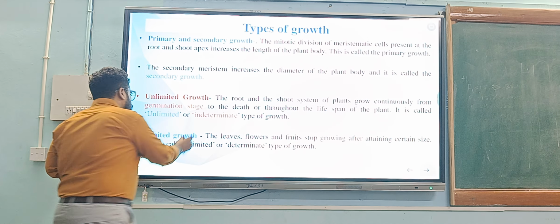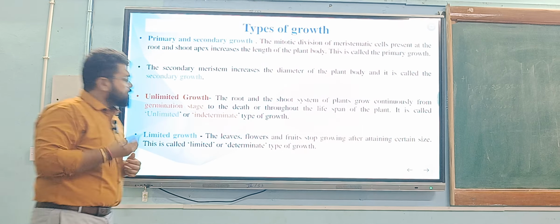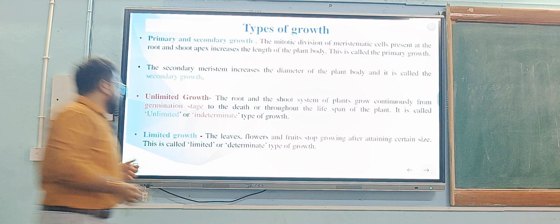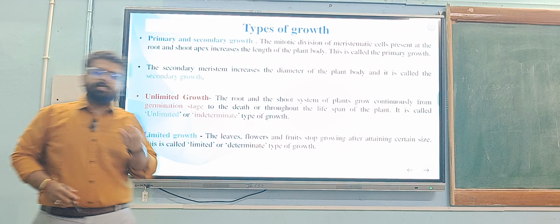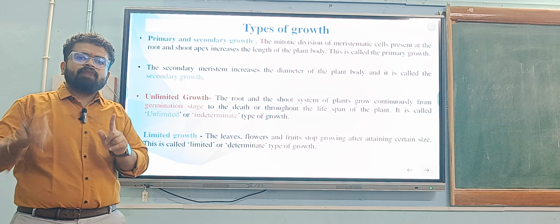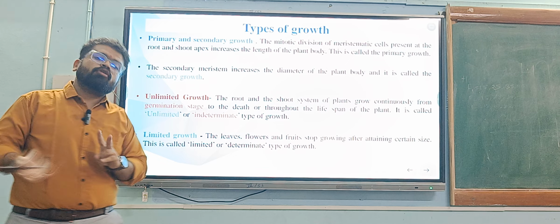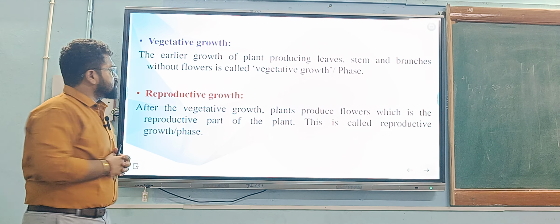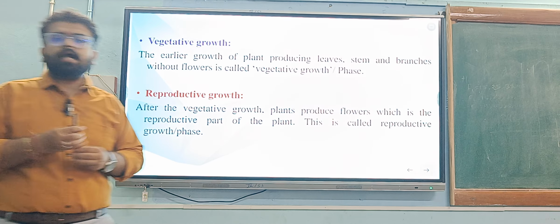The limited growth is the determinate type of growth. The leaves, the flowers and fruit stop growing after a certain size, and this we call determinate growth. There are two types of growth, determinate and indeterminate. In determinate growth, the leaves and flowers stop growing after a particular stage, whereas in indeterminate growth, they grow until the death of the plant.